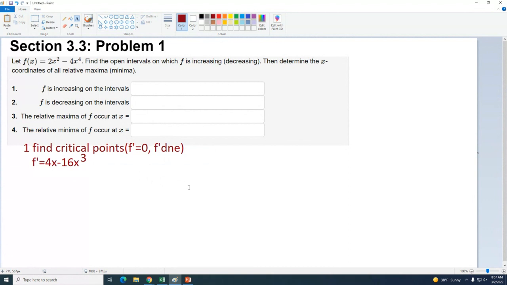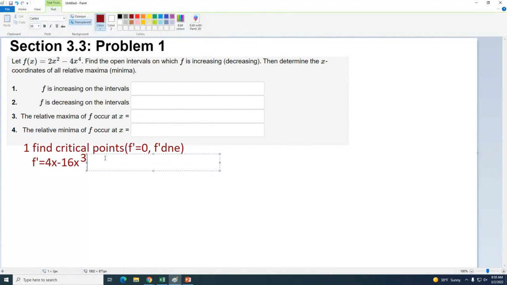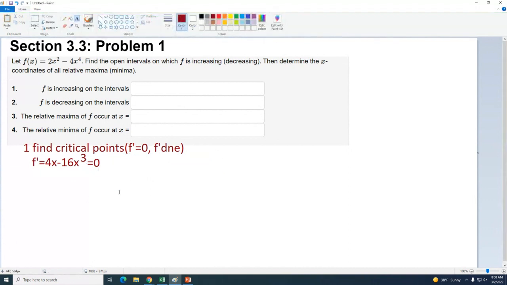So again, we don't have any undefined points. We have derivative equal to 0. So we're going to let the derivative equal 0 and try to solve for the x values. This is a polynomial equation of degree 3, so this equation is supposed to have 3 solutions. So we need to find 3 x values. And those 3 values are going to cut the number line into 4 parts. And that means we're going to find 4 intervals.